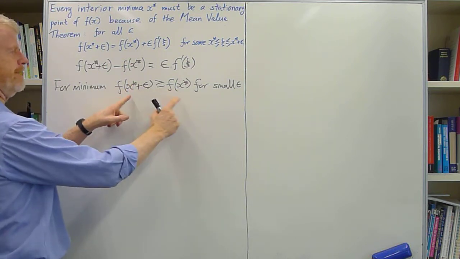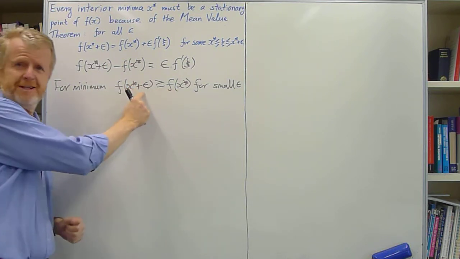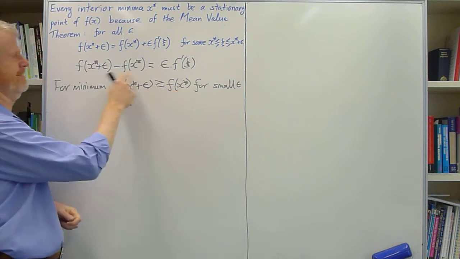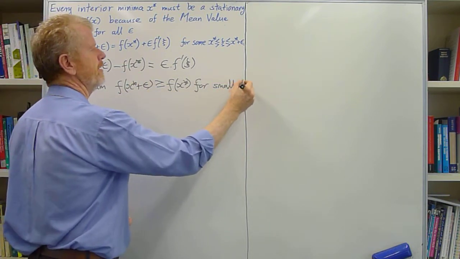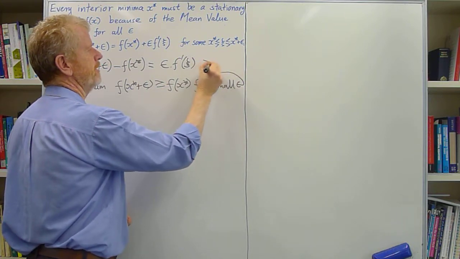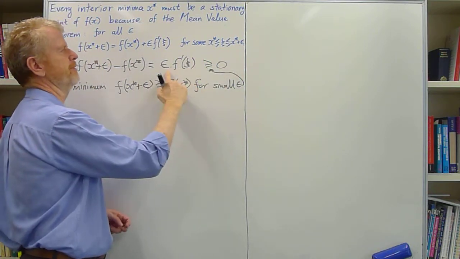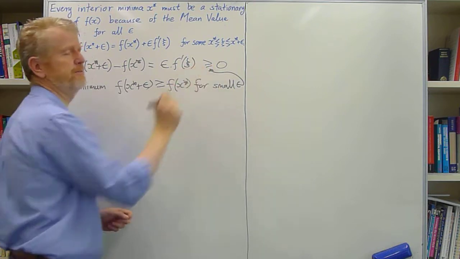Now, what does this mean? It means the difference between f of x star plus epsilon and f of x star has to be bigger than or equal to 0. So this tells us that this product, epsilon f dashed of xi, is bigger than or equal to 0.